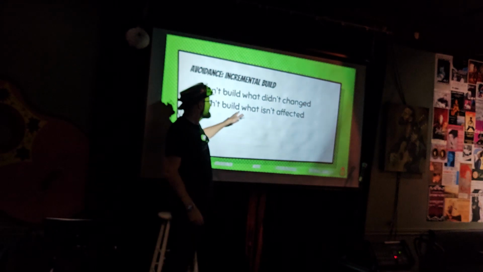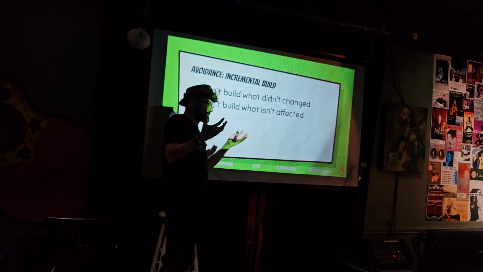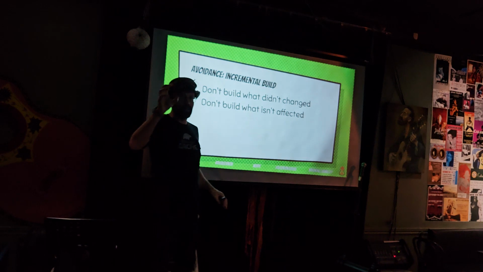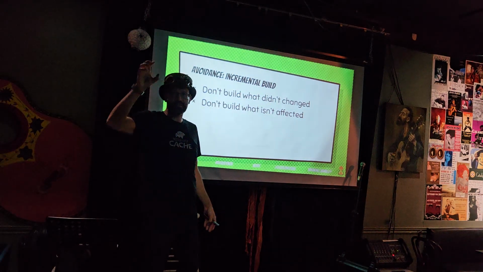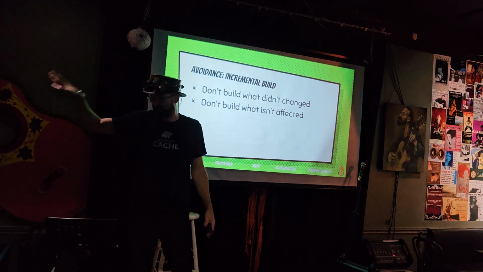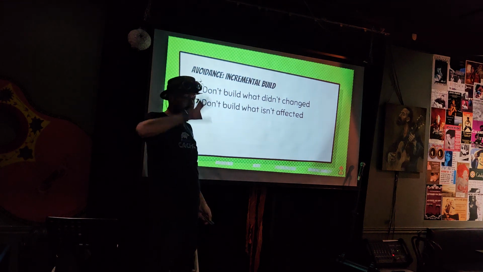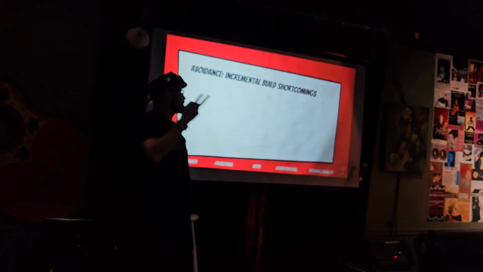Don't build what isn't affected. When you have a multi-module build, microservices or whatnot, the incremental build will understand which modules depend on which ones, and it won't run the tests and it won't build the modules that are not affected. Which is nice. It works out of the box, there is nothing to do with it, but it's not perfect. It's not perfect for two reasons.